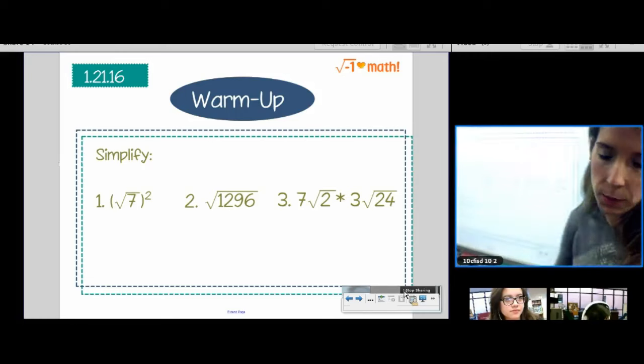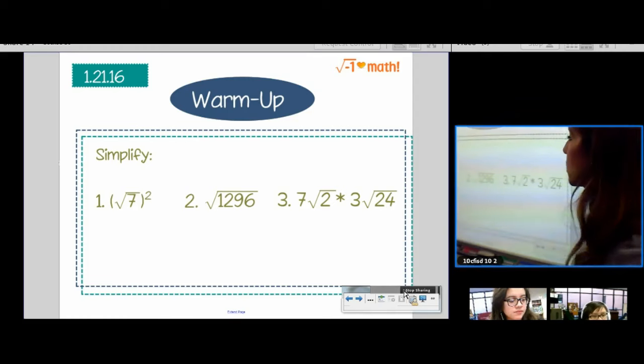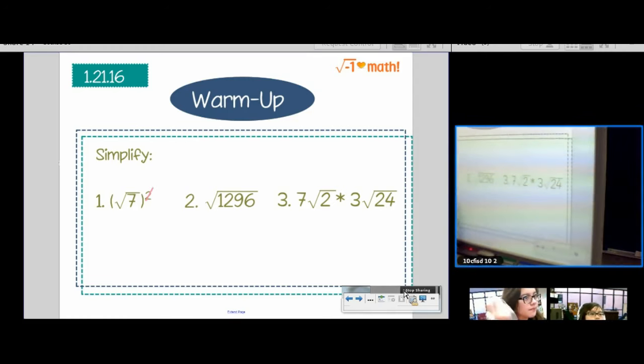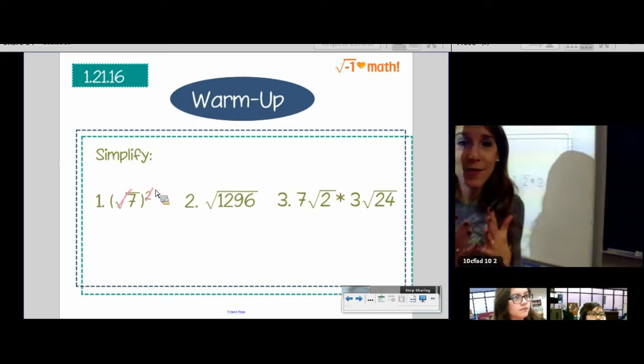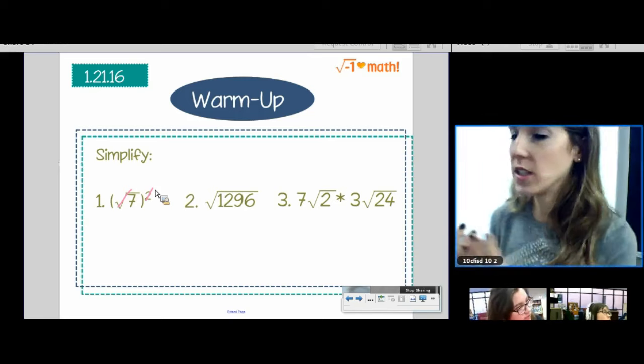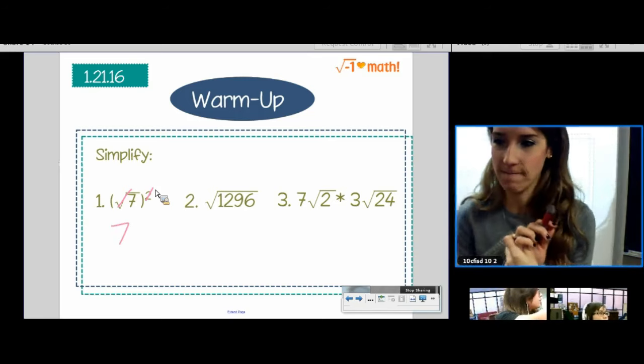First one, super basic. Learned this on the first day. Square root of 7 squared. We know that squaring something and square rooting something are inverse operations, therefore they undo each other. They cancel each other out. So the answer to number 1 is plain old 7.